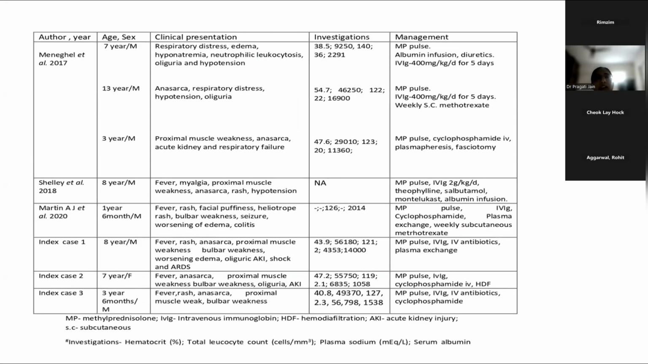As I told, this is a very rare presentation. Like 5 cases have been reported in the literature, and 3 we have reported. Cases have been reported by Menegal et al. in 2017, where they showed 3 children with similar complaints, and they were also managed with aggressive immunosuppressants. We have recorded our 3 cases presenting with almost similar complaints, and with the use of aggressive immunosuppressants and timely management, we could save 2 children.